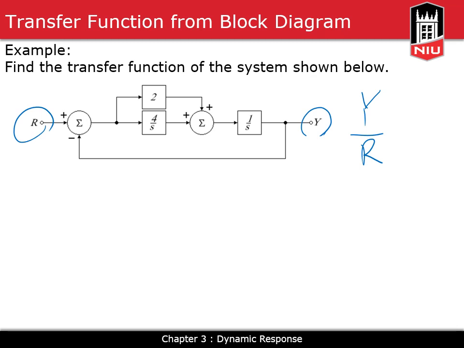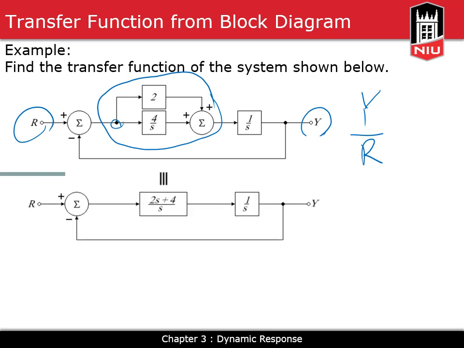Here, you can see this piece here. There are two blocks. They have the same input. The same input is going to both, and their outputs are getting added up. So that is the definition of blocks in parallel. I can just replace that by one block, which is the summation of the two transfer functions, 2 and 4 over s.